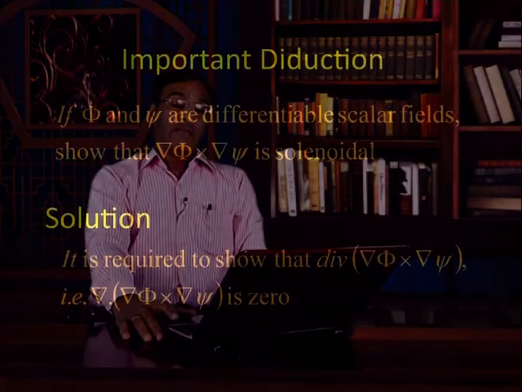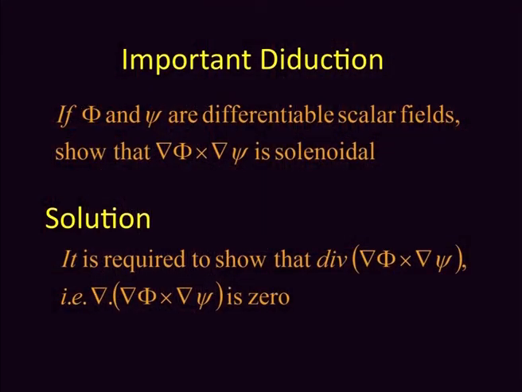An important deduction of the divergence of the function is as follows. If φ and ψ are differentiable scalar fields, then show that ∇φ × ∇ψ is solenoidal. The solution of this deduction is as follows. It is required to show that the divergence of ∇φ × ∇ψ is 0.